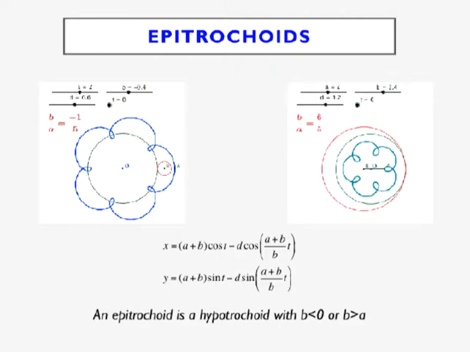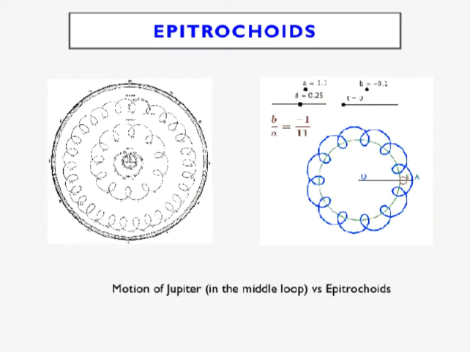Epitrochoid generates something similar to the orbit of Jupiter or Mars, or you can generate that part if you know the pattern and you can have the function. So here is the orbit of Jupiter right here, and Saturn and Mars in here. So this one is the function of that one. It generates that orbit.